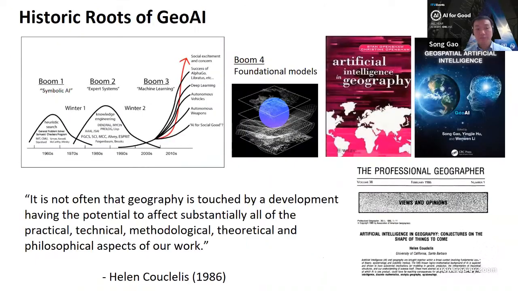Here are some of the booms in the hand-in-hand development of AI and geography. We have witnessed four booms: from the 1960s with symbolic AI, in the 1980s with expert systems, and after 2020, more recently, with machine learning models. Here you can see a quote from Professor Helen Couclelis: "It is not often that geography is touched by a development having the potential to affect substantially all of the practical, technical, methodological, theoretical, and philosophical aspects of our work." You can see her excitement even back in 1986. Now such excitement continues with the new developments.